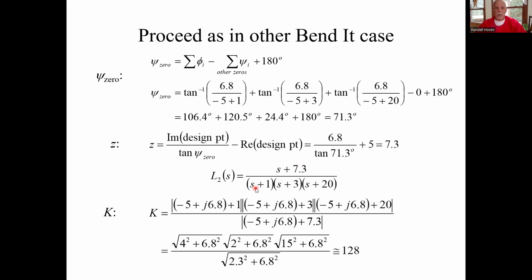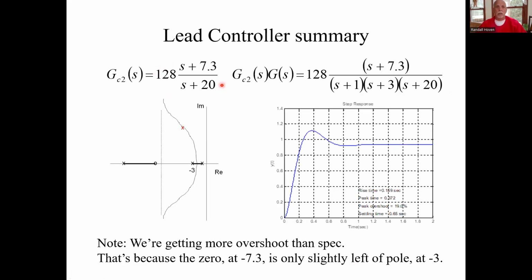So our new L is this, and from there we can calculate the K. Flip it upside down. For every S, we plug in the design point, -5 plus J 6.8. So we have a +1, +3, +20, and on the bottom, we'll have a +7.3. You'll combine the real parts and calculate the magnitudes of the complex numbers using the Pythagorean theorem. Do all that in our calculator, and we get a 128. So here is our controller. We're done with the control.